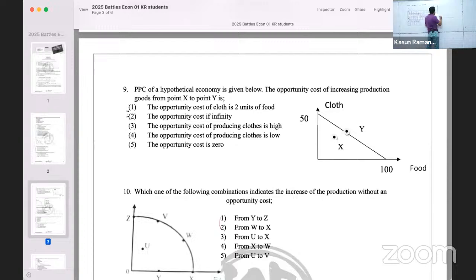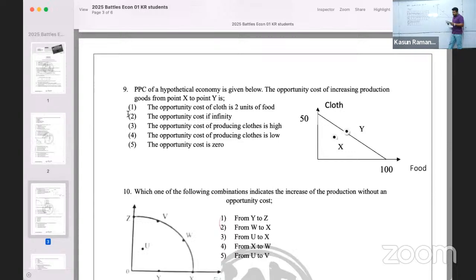Cloth, zero, and food. It has to be taken place like that. That one should be in this way. In your paper, Y is here, X is here. That's the way. Right. Okay. These are the questions that they ask.